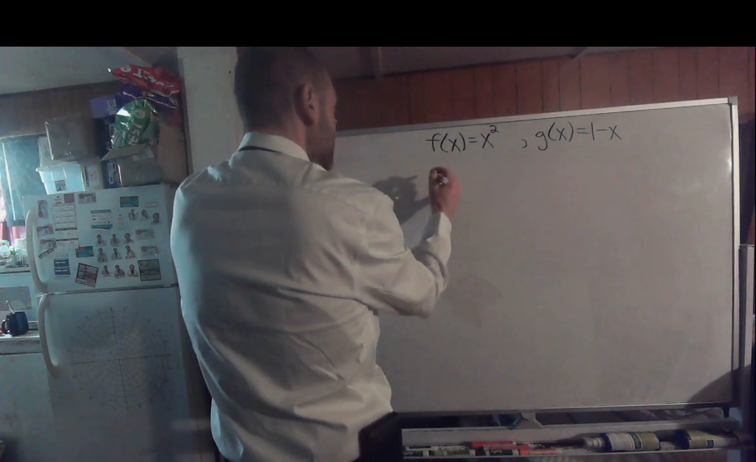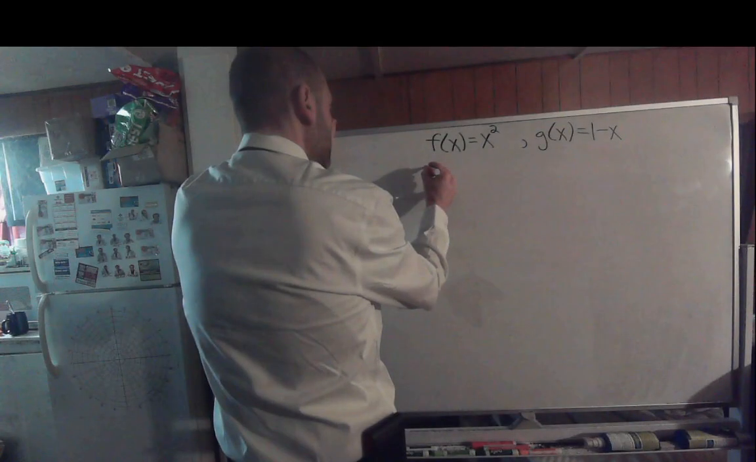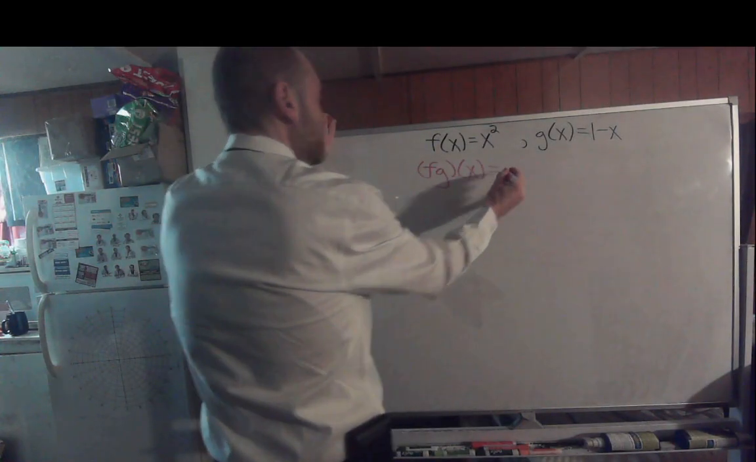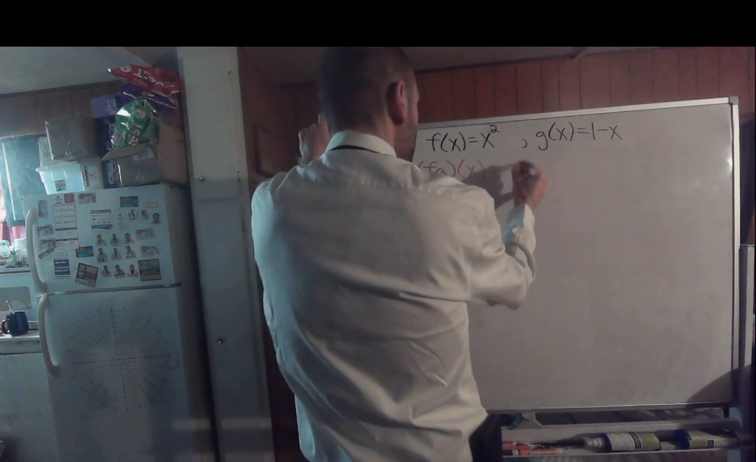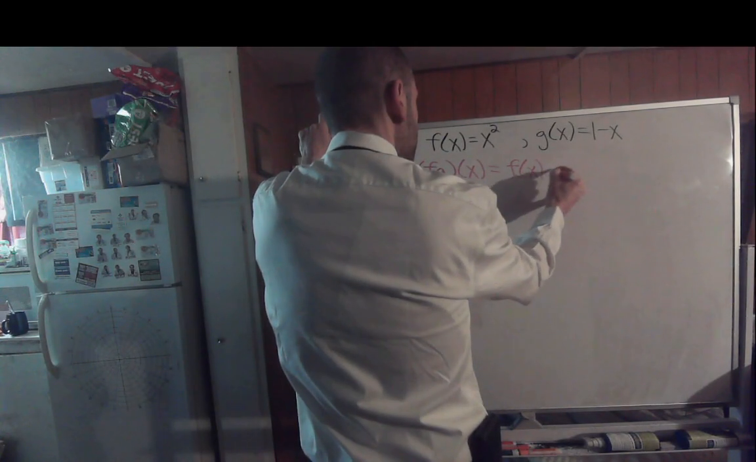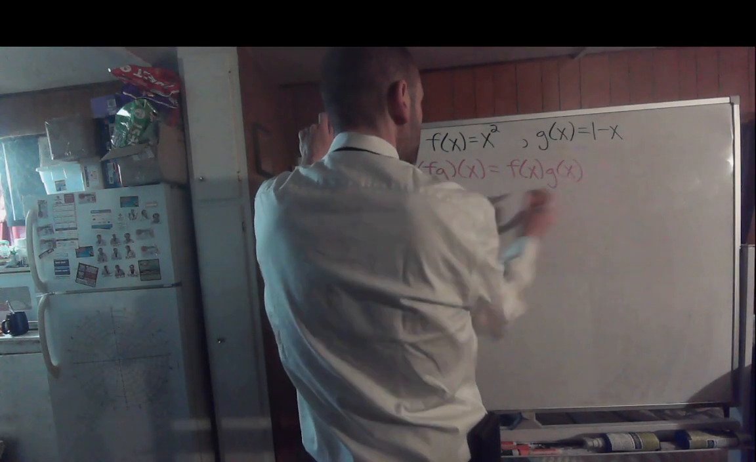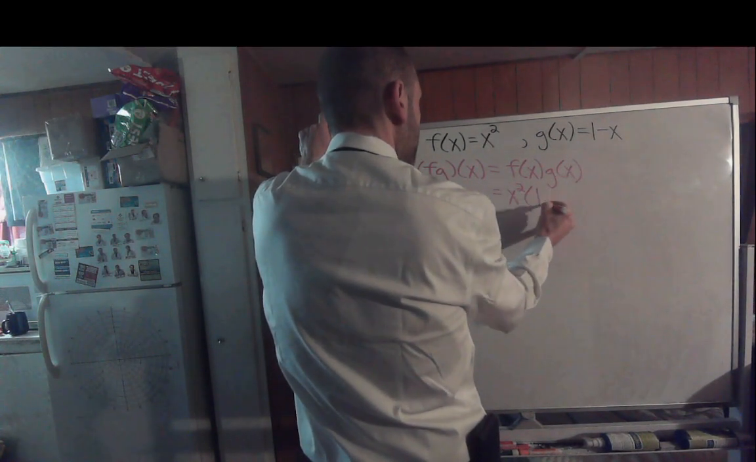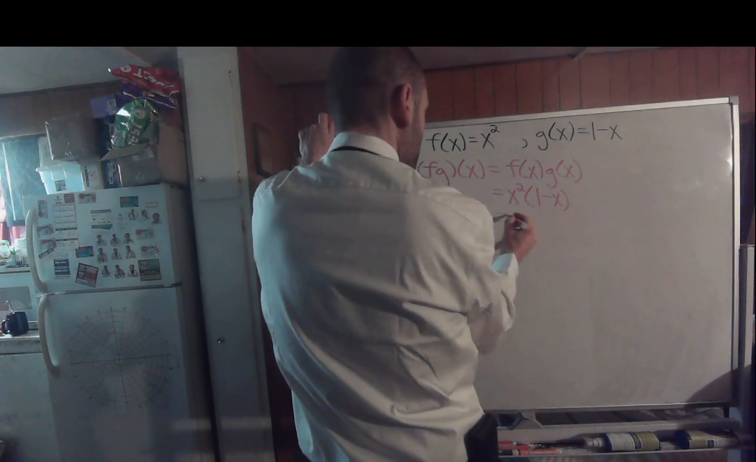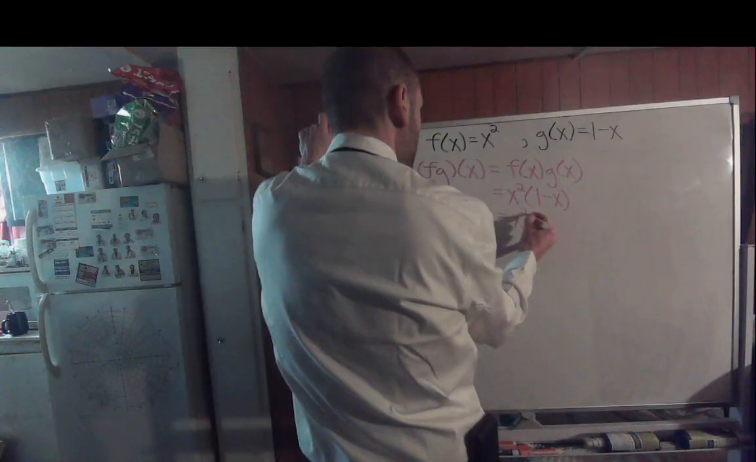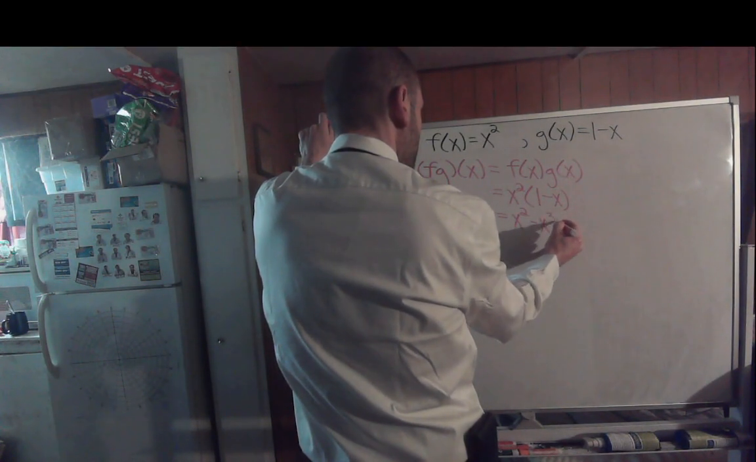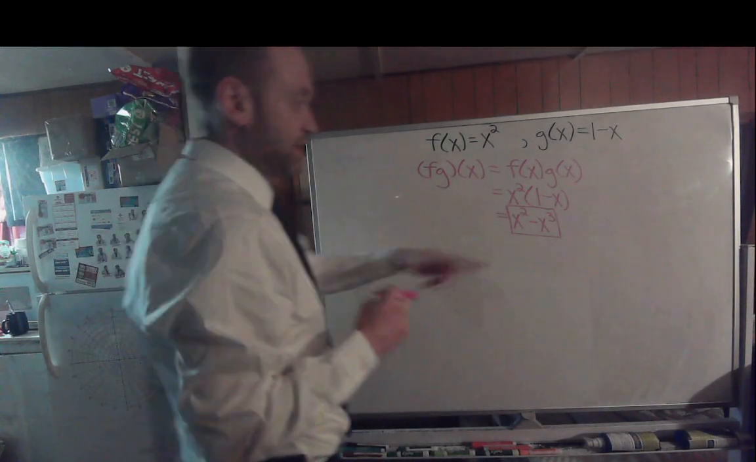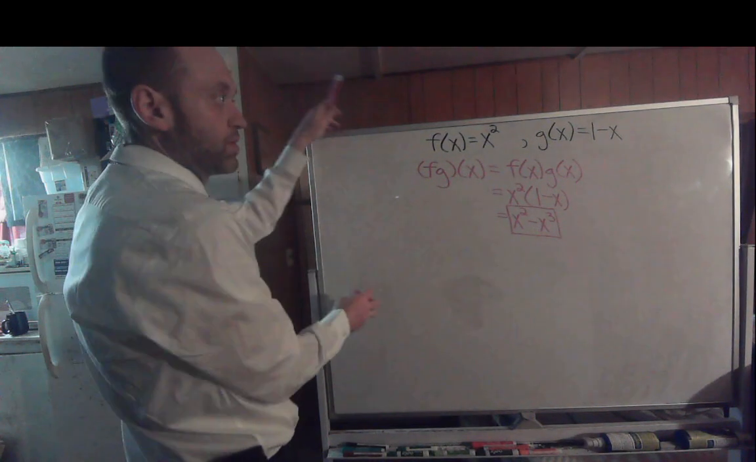All right, now let's do f times g of x. So f times g of x, that of course would equal f of x times g of x, which would end up giving you x squared times the quantity of 1 minus x, or simply x squared minus x to the third. So f times g of x is x squared minus x to the third.